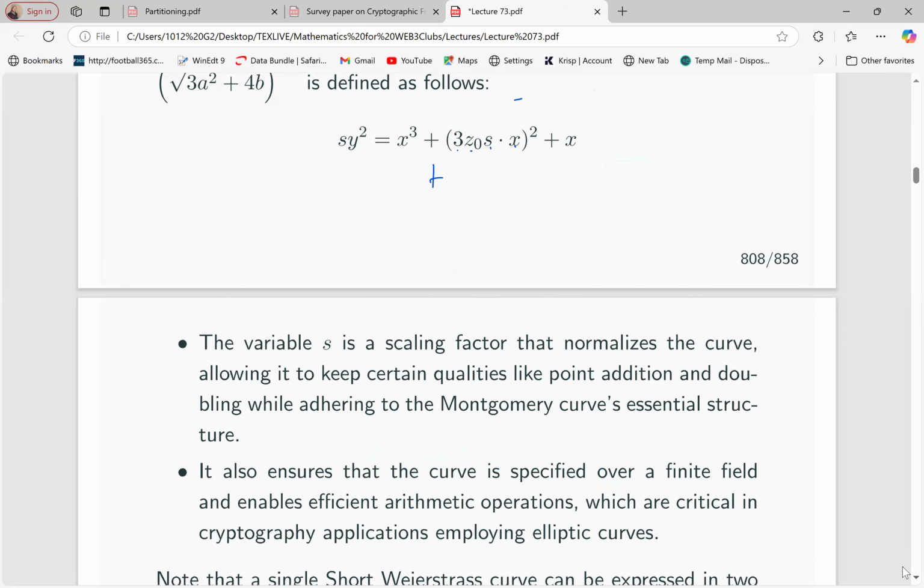I'd already said that S is the scaling factor, and its role is just to normalize the curve. And why are we normalizing the curve? Just to ensure that operations like addition and doubling of points will adhere to the curve. So that when you add points that are on the curve, the result will also be on the curve. That is what the scaling factor does.